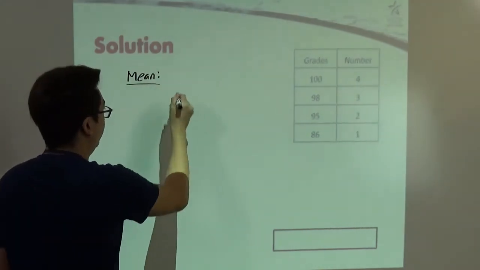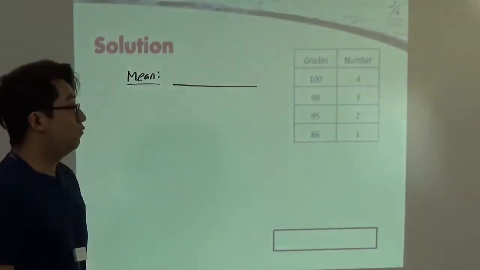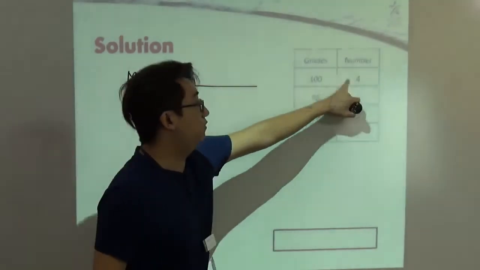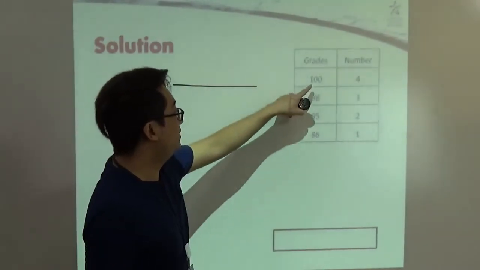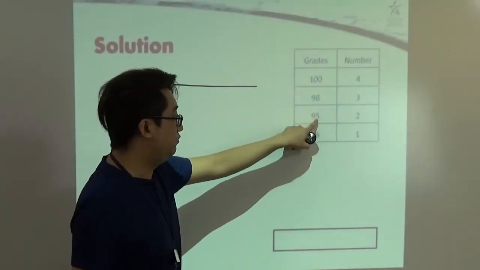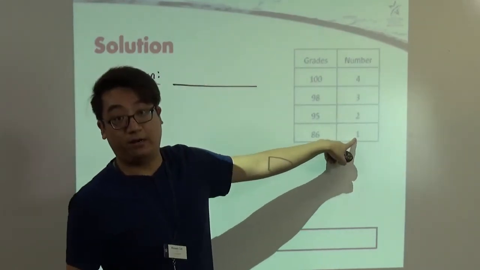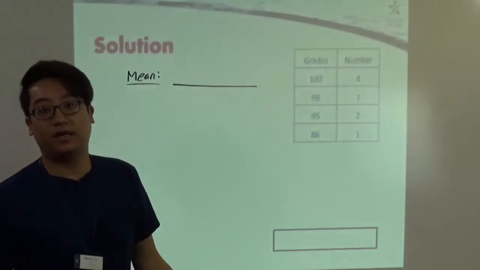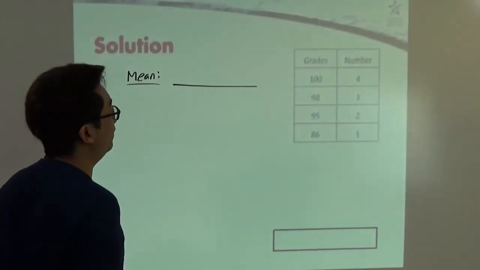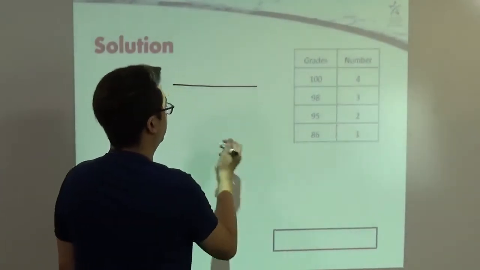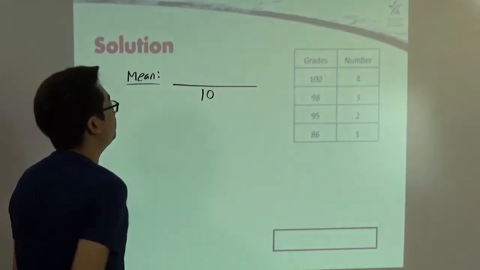So first off, let's say what we're dividing by, right? We're dividing by the total number of grades. So there's four 100s, three 98s, two 95s, and one 86. So what we're doing is adding up these numbers on the right here, because those are how many students got those grades. So we have 4 plus 3 is 7, plus 2 is 9, plus 1 is 10.